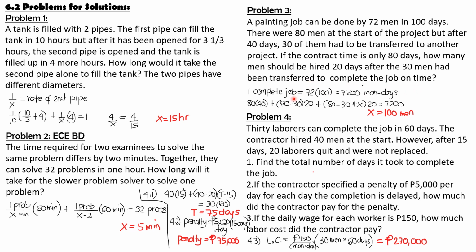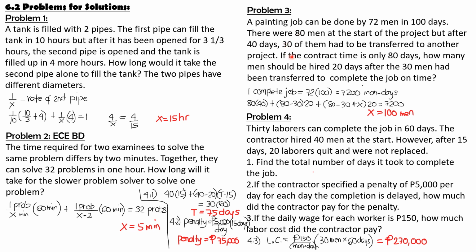So let's compute the equivalent of one complete job in man-days. So it is 72 times 100, so 7,200 man-days. So this is the actual situation. There were 80 men at the start of the project, but after 40 days, so meaning to say these 80 men had worked for 40 days, so 80 times 40. 30 of them had to be transferred to another project. So there will be 80 minus 30 left.